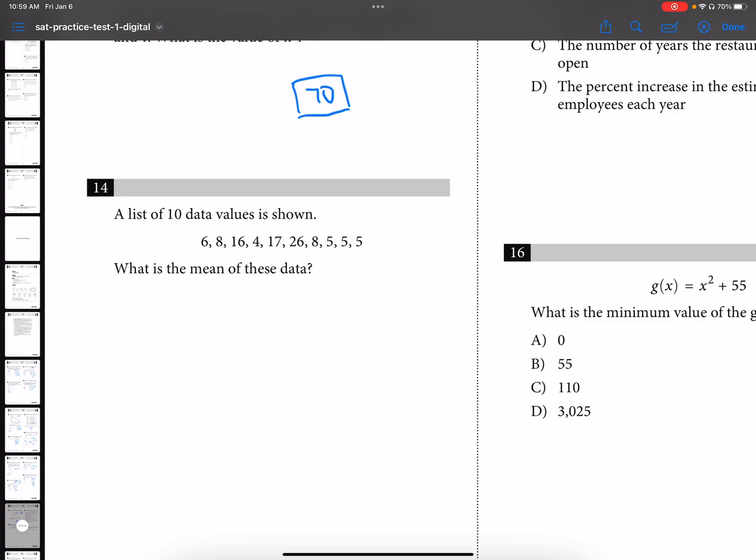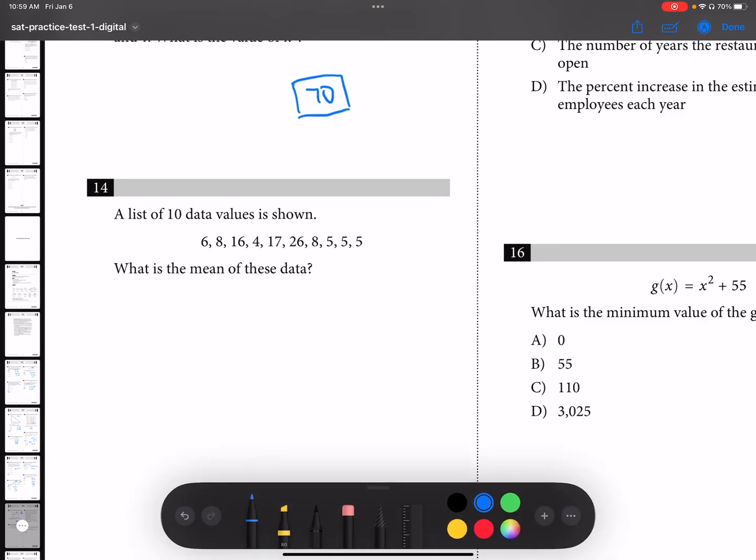Okay, number 14. A list of 10 data values is shown. What is the mean of this data? So mean is when you add up all the values divided by how many data values there are. And in this case, we have 10 data values. So now we have to add up all these. To make it simple, I'm going to first add up all these.